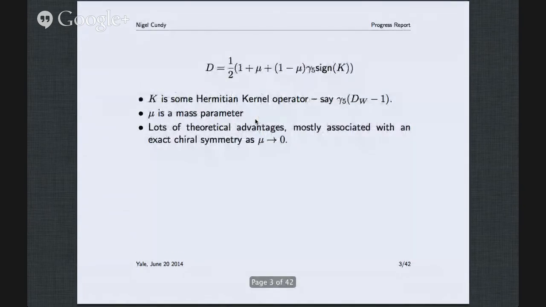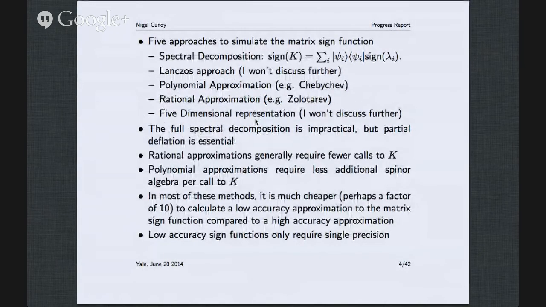So the big question is, how do we approximate this matrix sign function? And there are five approaches that I know of. First of all, there's the spectral decomposition, which obviously is exact, but impractical after a certain point. Second, the Lanczos approach. We heard another mention of a Lanczos approach. This was also proposed by Artem Borici a number of years ago. I'm not sure how many people use it. Then, three main approaches used are the polynomial approximation, such as Chebyshev polynomials, the rational approximation, and also a five-dimensional representation. If you just use, say, a five-dimensional representation, then obviously you've got basic domain wall fermions with a different kernel operator. And in practice, say, the rational approximation is equivalent to that.